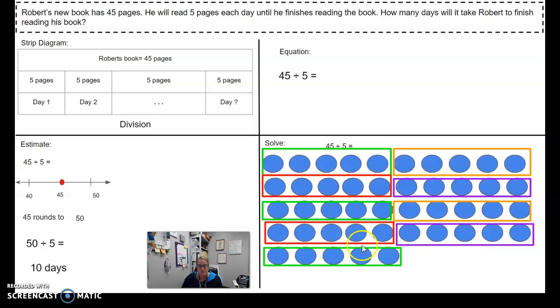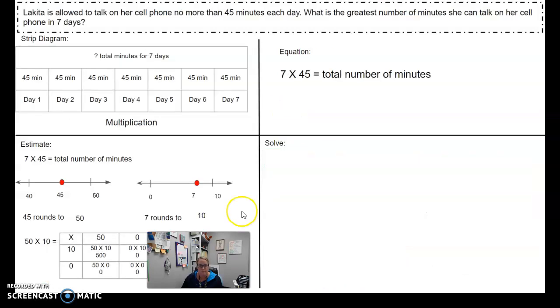So by showing my work this way, I know that it took him 9 days to read his book. And I can compare my answer to make sure it's reasonable. So I said the answer was 9 days, and we estimated it was going to be 10 days. Well, you know what? 9 and 10 are pretty close, so I know I did my work right. Let's look at our next problem.